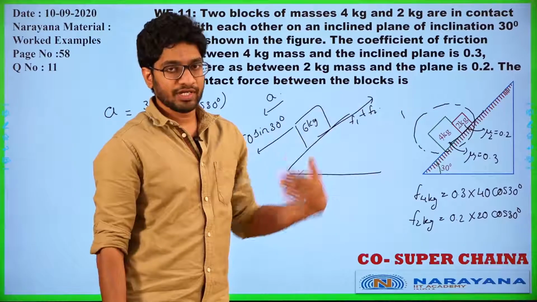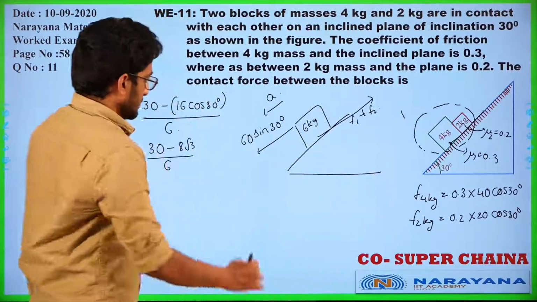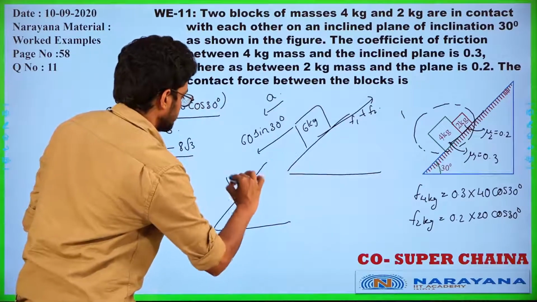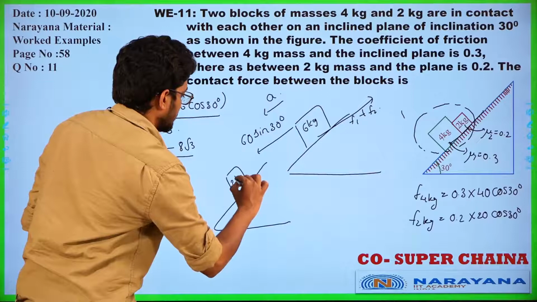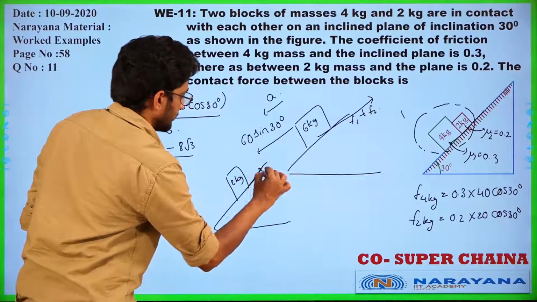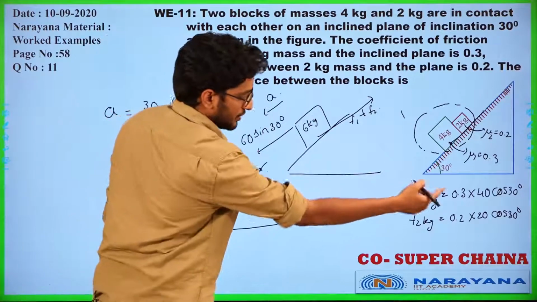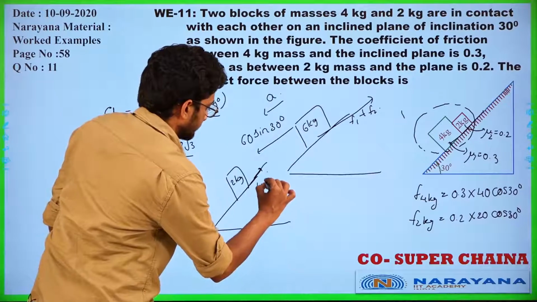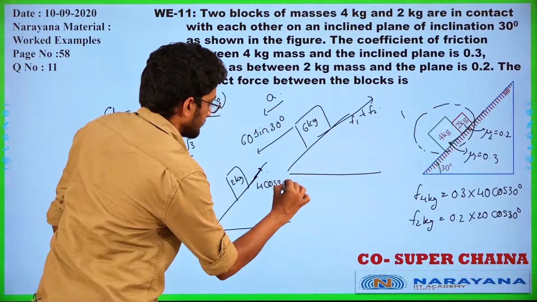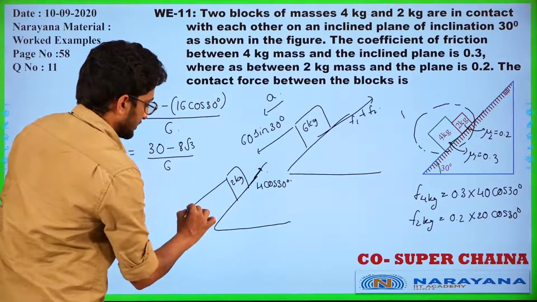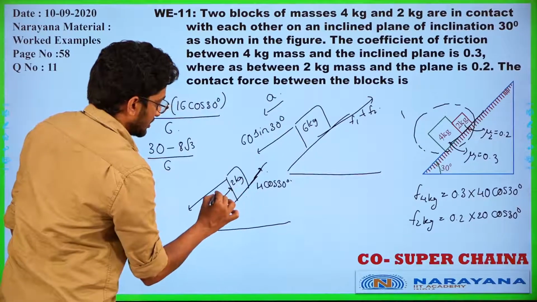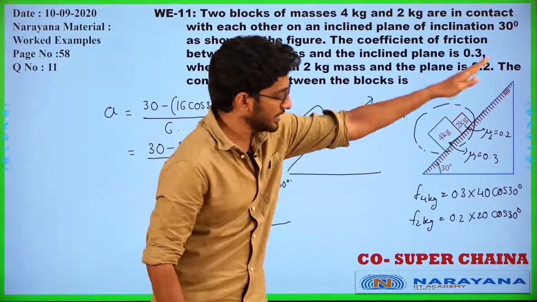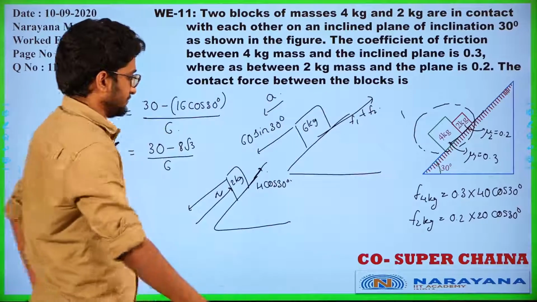So I take the free body diagram of any one of them. Let's take the free body diagram of the 2 kg block. On the 2 kg block, its own friction is acting upwards. That friction is 0.2 into 20 cos 30, right? So that is 4 cos 30. Friction acting is 4 cos 30. Its own weight is also acting downwards, and normal is also acting. Normal, due to the contact between them, is acting in the upward direction, a pushing force.